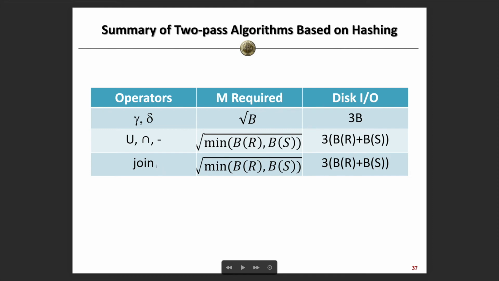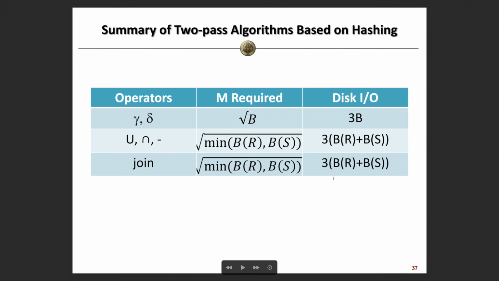And we also show you these binary operators, where we do the joins for you, right? We have different versions of the joins. For the partition hash join, we will have requirements for M to be larger than the square root of the min of BR and BS. And the disk I/O will be about 3 BR plus 3 BS. You can compare its cost versus the conventional two-pass algorithm. This one will be much smaller because for the conventional two-pass algorithm, this cost will be about 5 BR plus 5 BS for joins.